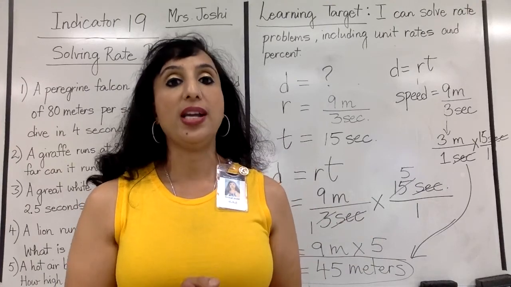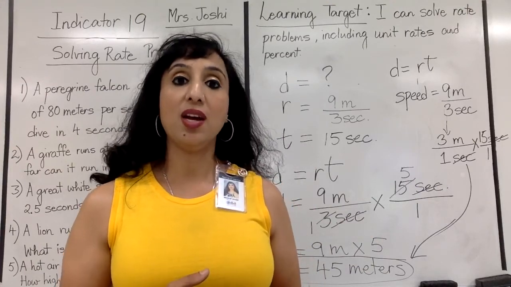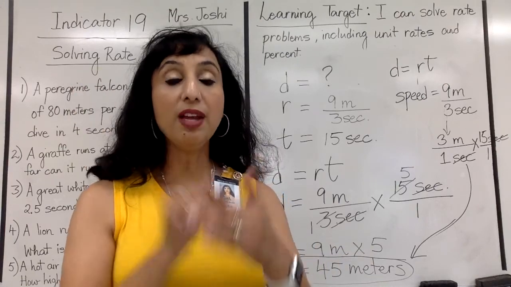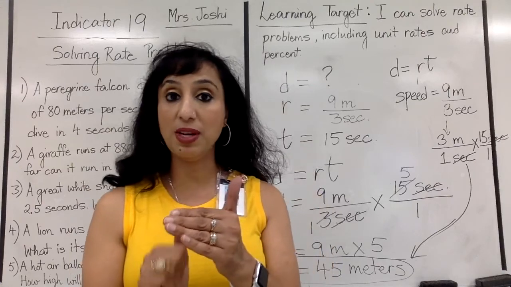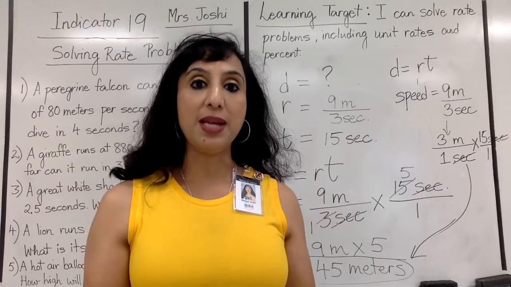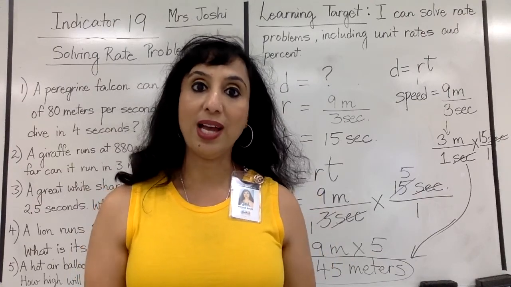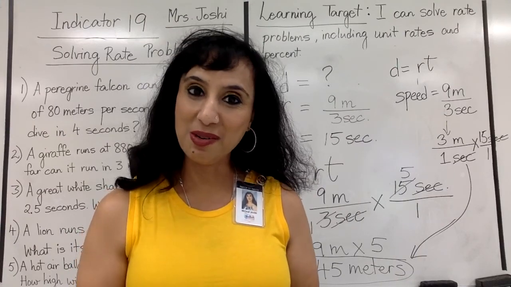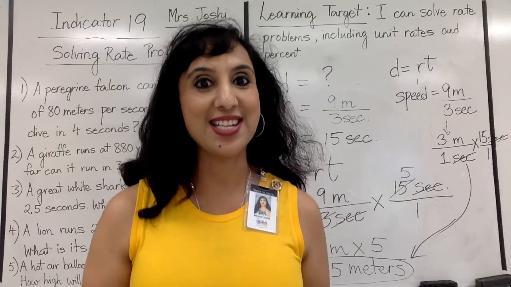And then in order to find speed, you would take, all right, this vehicle has gone so many miles. If I divide that by how many hours it's been traveling, I will get the speed of that vehicle. So that is how rate problems are solved. And that concludes our indicator 19.